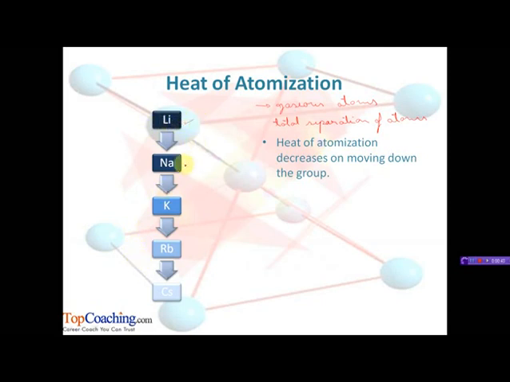The intensity of color shows the heat of atomization of that substance. As we move down the group, we know that there is an increase in atomic size, which causes a decrease in the cohesive forces in their metal lattice. Therefore, the heat of atomization also decreases.